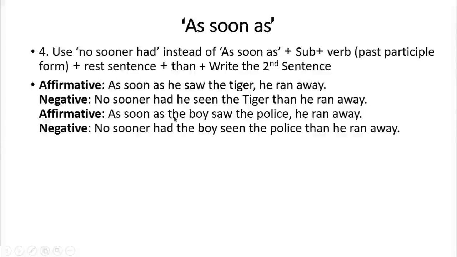As soon as, then write down the subject, the boy. Then write down past form of the verb. Here we have seen. So now we will write down saw. Okay, then write down the rest of the sentence. So for then, put a comma here. Then write down the rest of the sentences. He ran away. Okay, very easy.